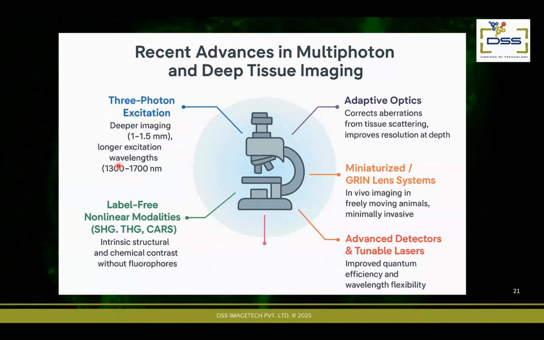And then the three-photon process also confines excitation to an even smaller focal volume, and therefore gives exceptionally clean optical sections.